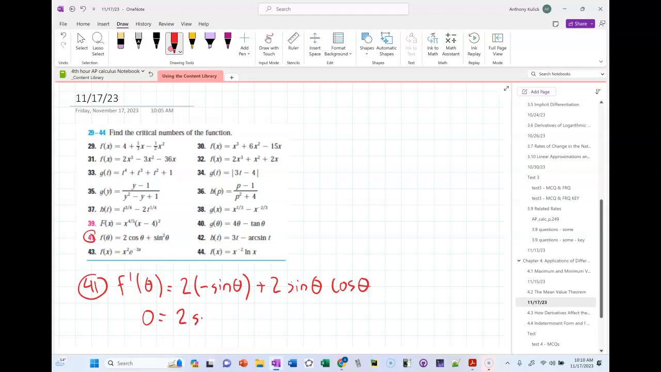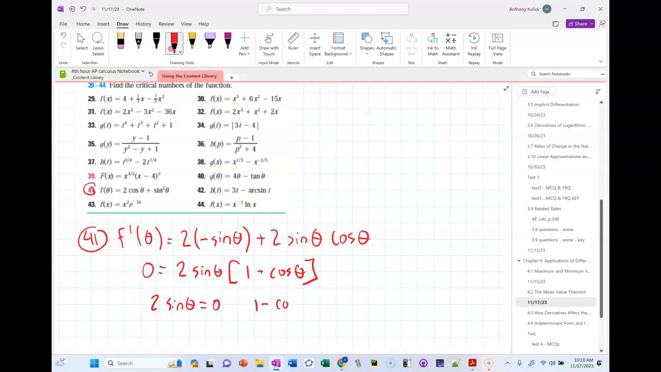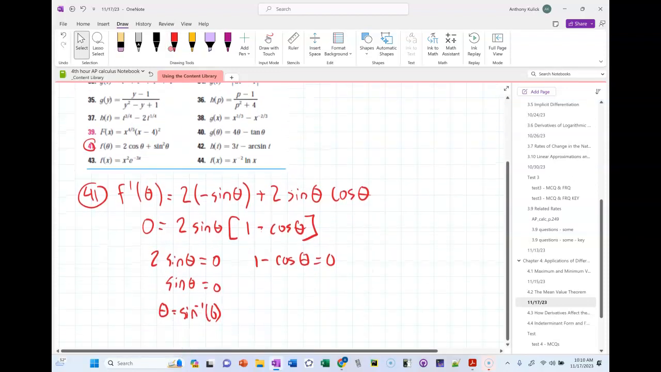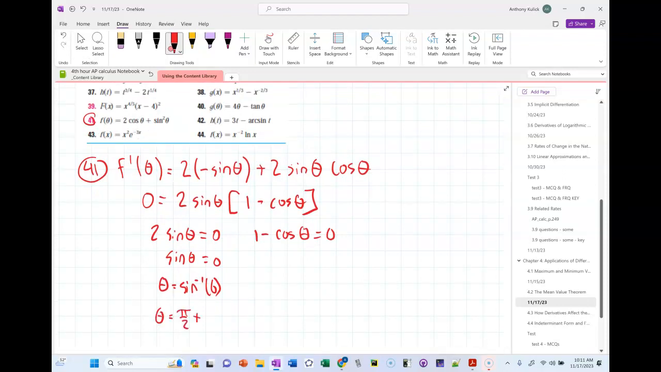So I'm going to start by factoring out a 2 sine theta. And then we'll apply the zero product property. So divide both sides by 2. And sine inverse of 0 is going to be pi over 2 plus pi k, where k is an integer. Woo, that's a lot of them. And then we'll subtract 1 and divide by -1.